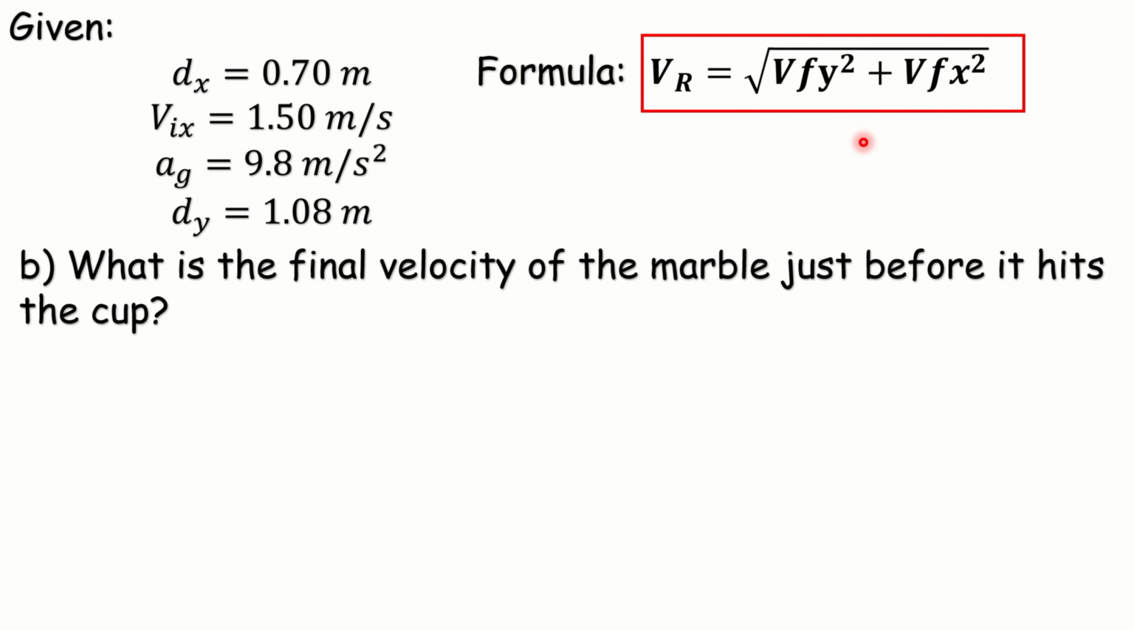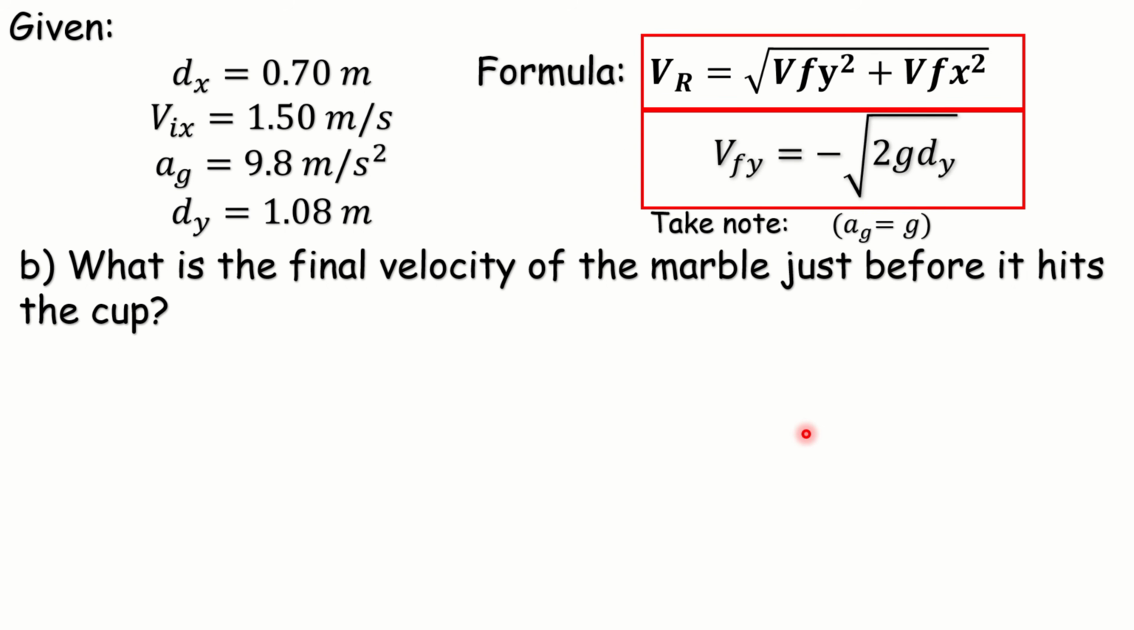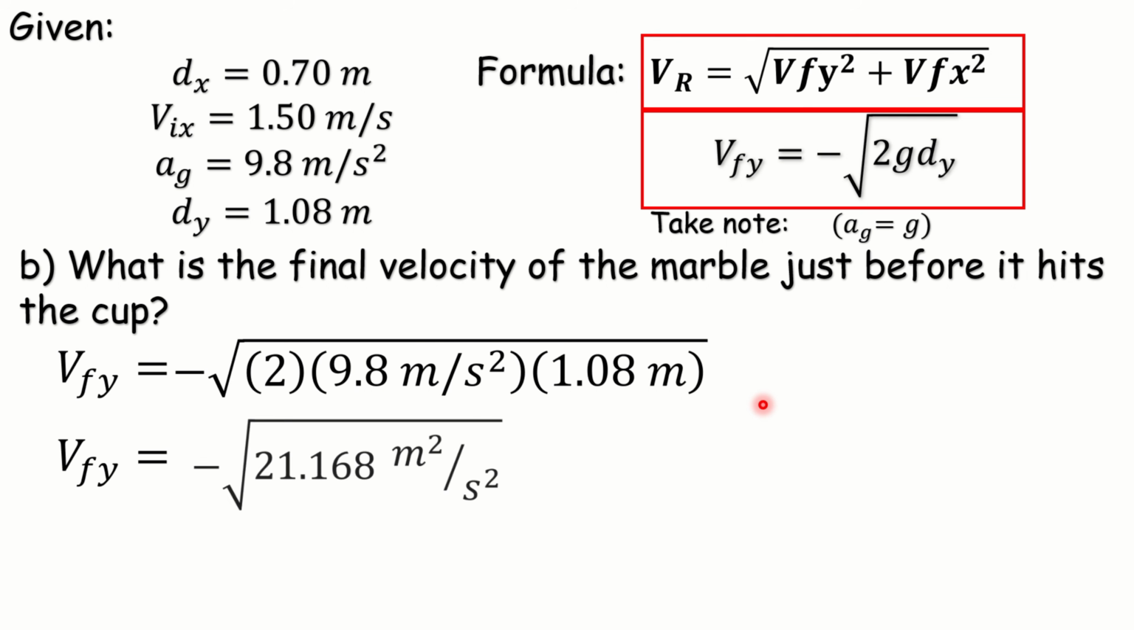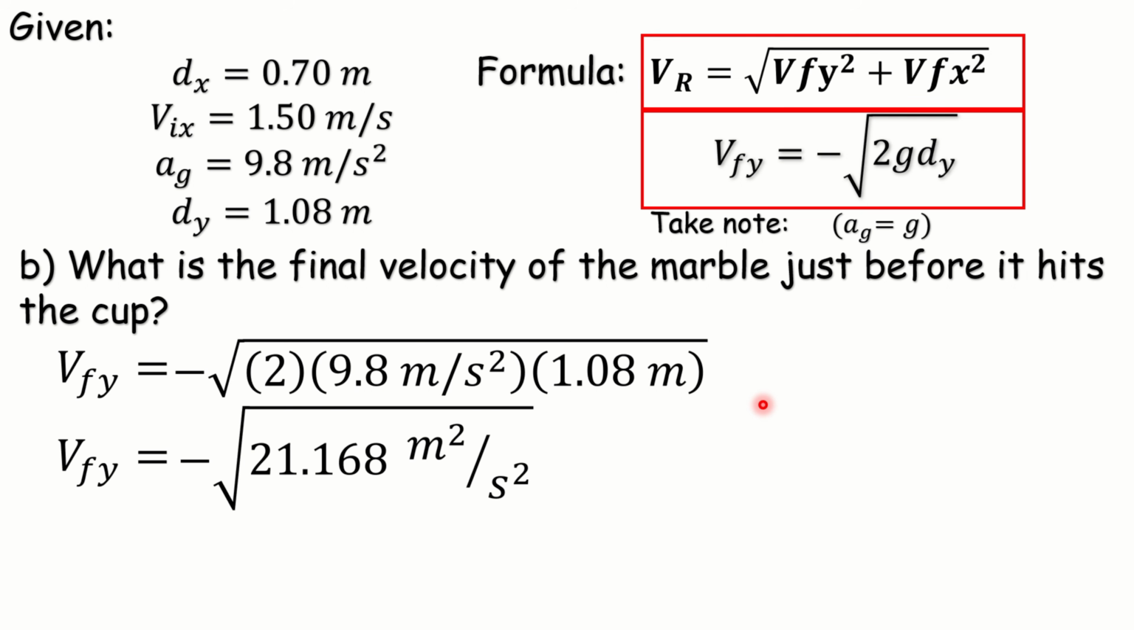To get the value of Vfy, this is the formula that we are going to use. Take note, class, that Ag is similar to g. So, let us substitute the given to our formula to find the value of Vfy. 2 times acceleration due to gravity times the height. Multiplying these three quantities, we have the product of 21.168 meters squared per second squared. Let us get the square root. Vfy is equal to negative 4.6 meter per second.